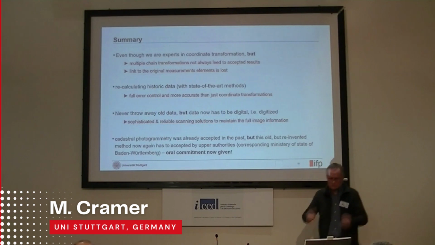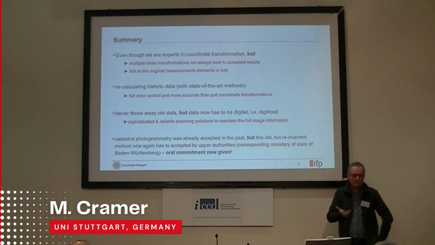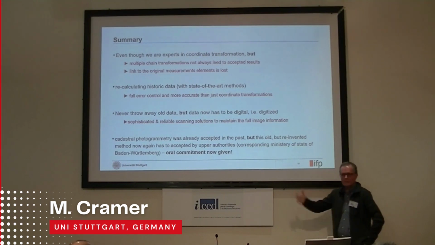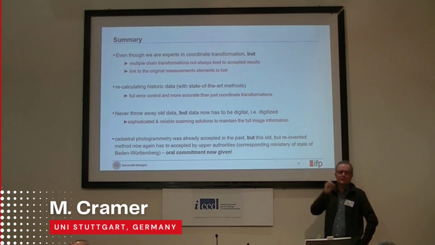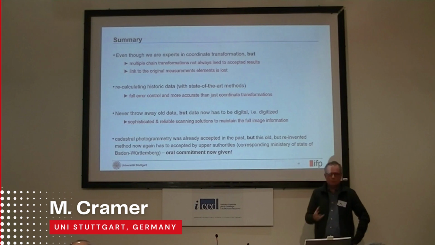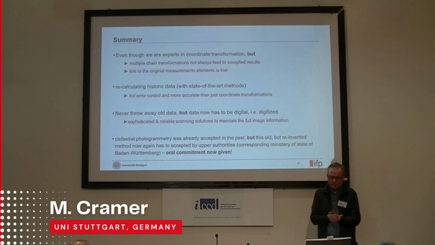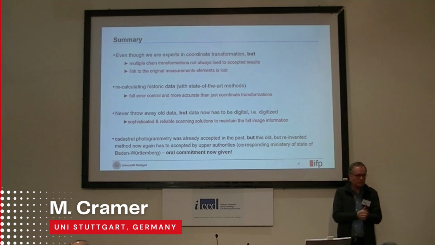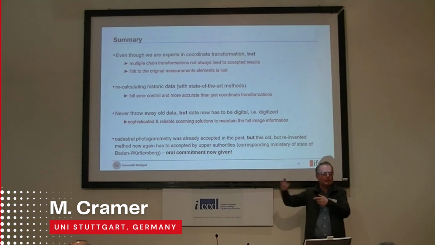So just to summarize, we as geodesists, as I mentioned, are familiar with transformation, but when you do transformation to infinity, you don't really know what is actually happening. So we lose every relation to the original measurement elements. When we do bundle adjustment with historic images, we have all the advantages of bundle adjustment, because bundle adjustment not only gives us the points, it gives us the full error control. So we have the full statistics behind us, and this is very, very worthwhile for us as photogrammetrists, and it's much more accurate than just applying another transformation.